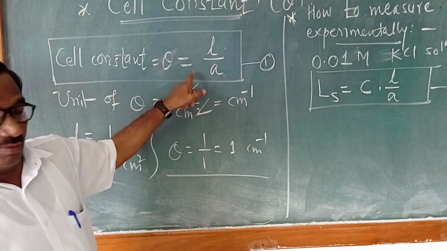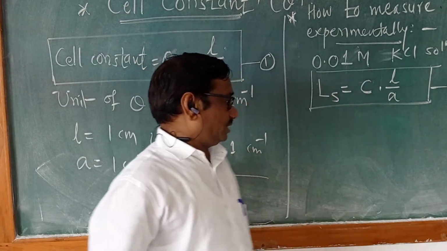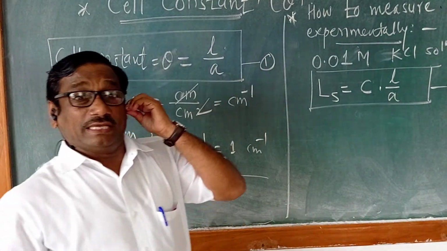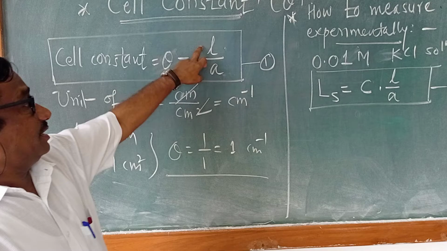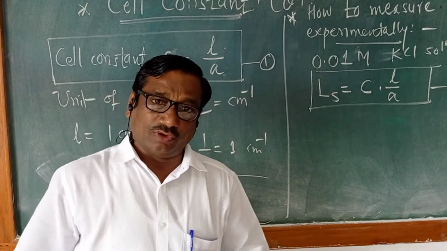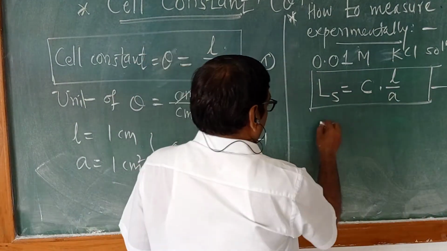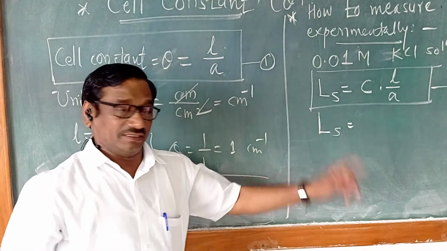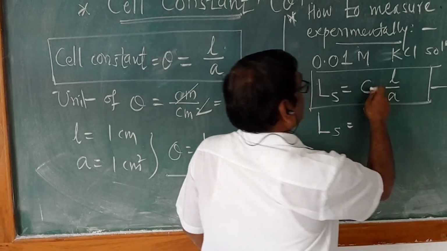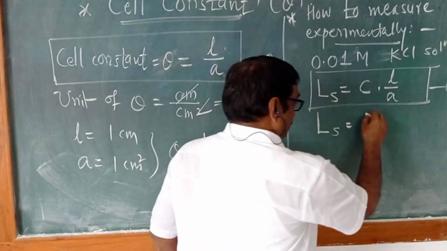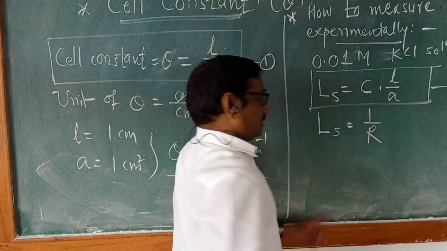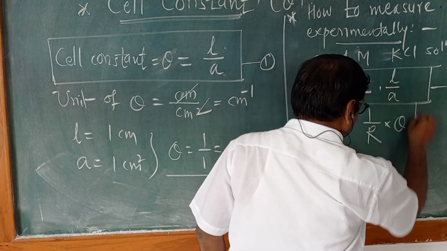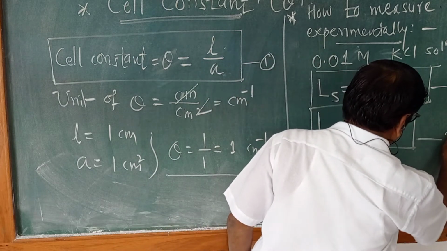This is the cell constant L by A, and Ls is equal to C into L upon A. So what is L upon A? According to equation 1, L upon A is nothing but theta, the cell constant. So this equation will be the specific conductance: Ls is equal to C into L upon A, where C is the conductance, which you can write as 1 upon R. So C is equal to 1 upon R into L upon A, which is nothing but theta. This is equation number 3.